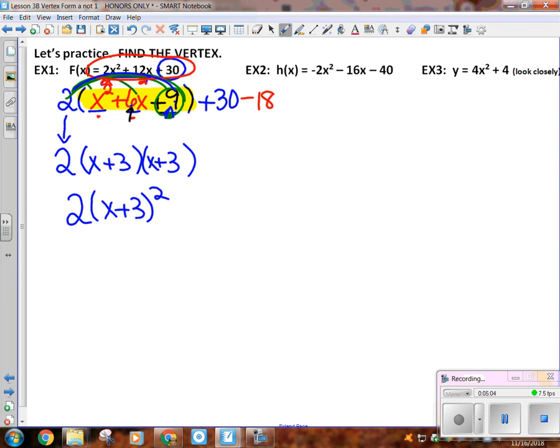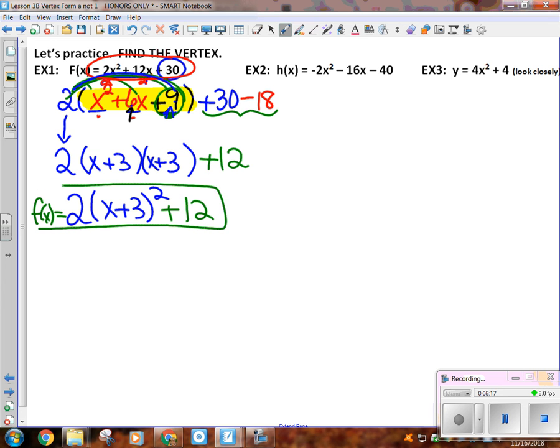Okay? Now, the number at the end, plus 30 minus 18, I think turns out to be plus 12. So now, after all of that work, I have my equation changed to vertex form. Okay? So this would be in the form where 2 is like my A, 3 is like the H, 12 is like the K.